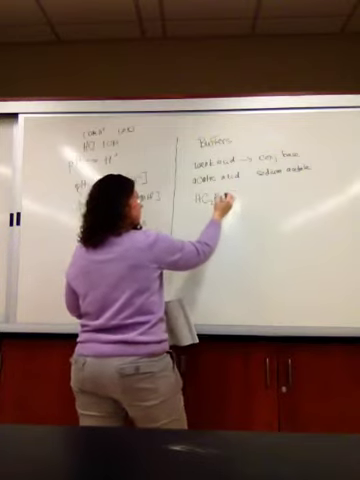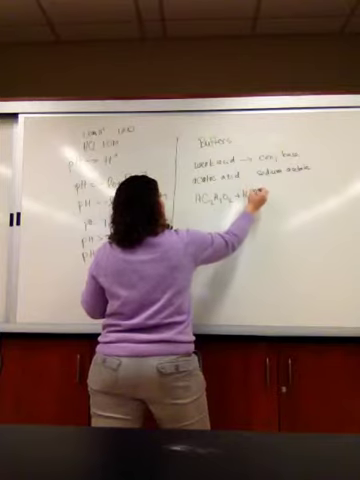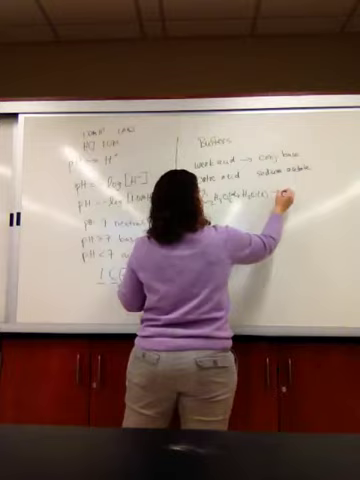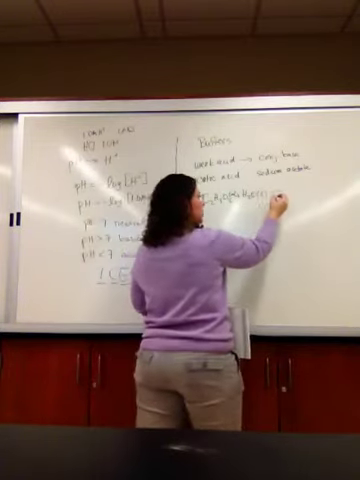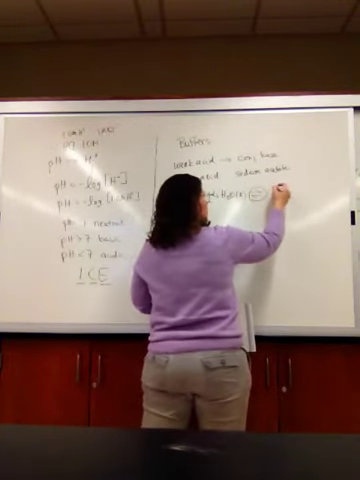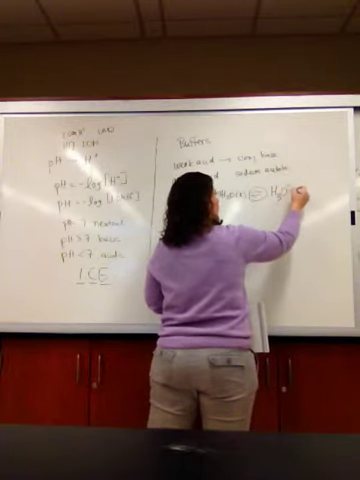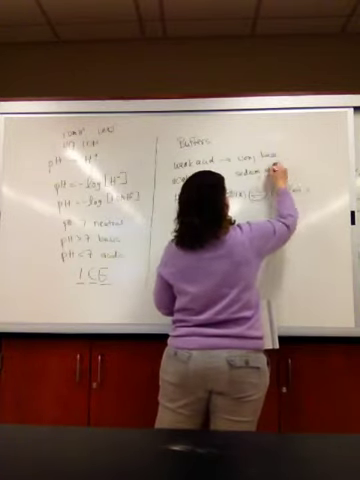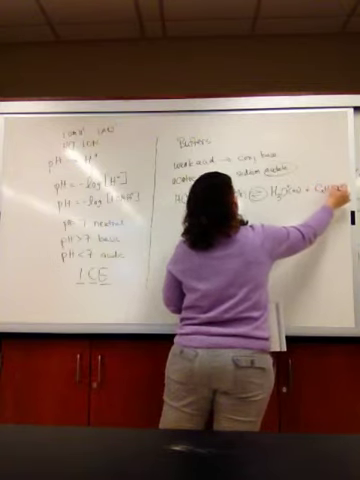HC2H3O2, acetic acid, plus your water in solution. And it's not going to go to completion like a strong acid. It's a weak acid, so it's going to have that double arrow. Now, what it's going to form is you're going to still make your hydronium ion, but you're also going to have this sodium acetate, or this acetate component. So you're going to have your C2H3O2.